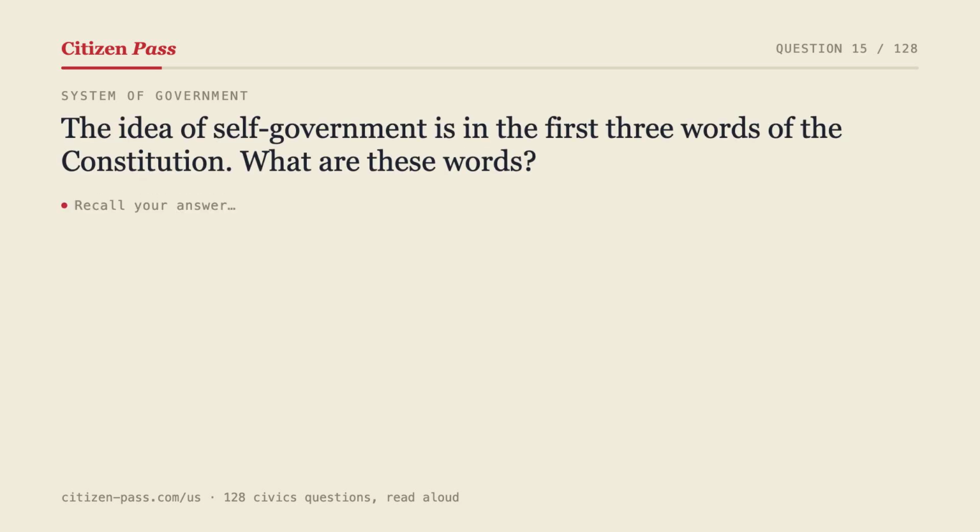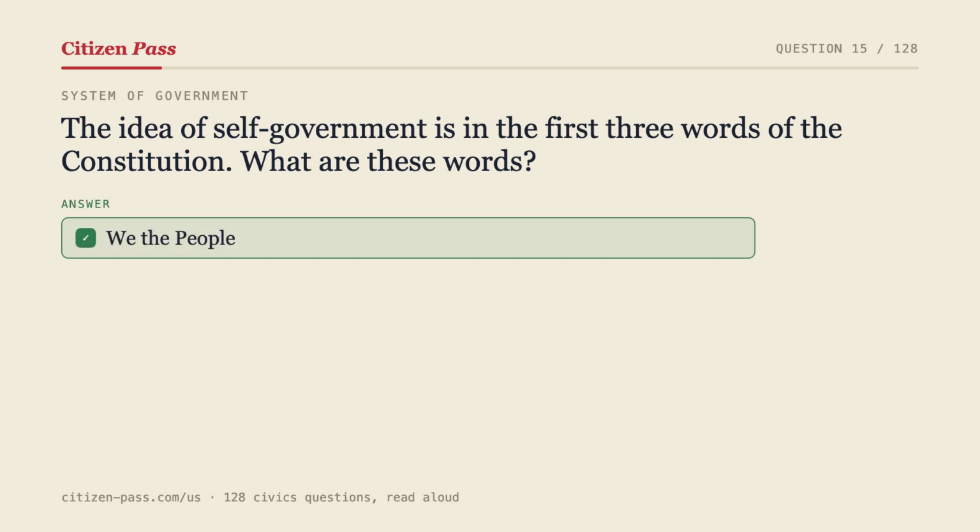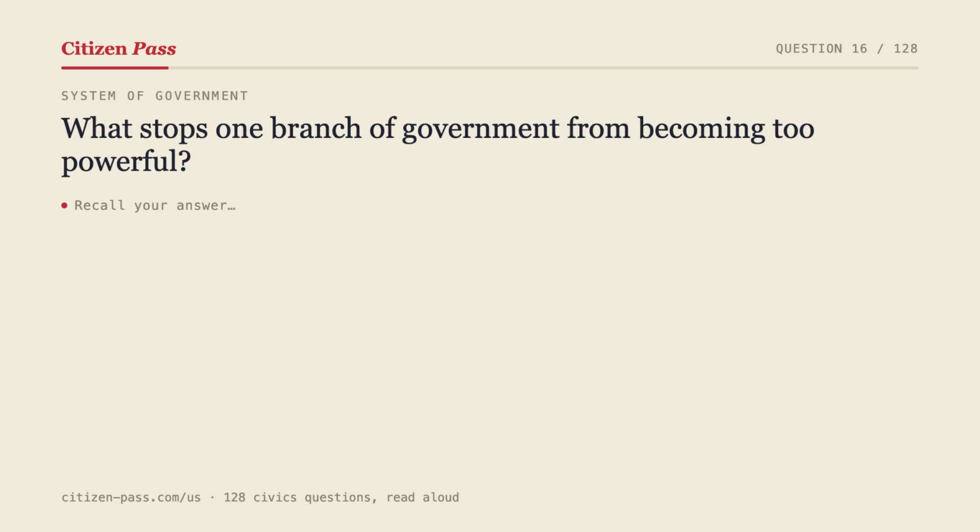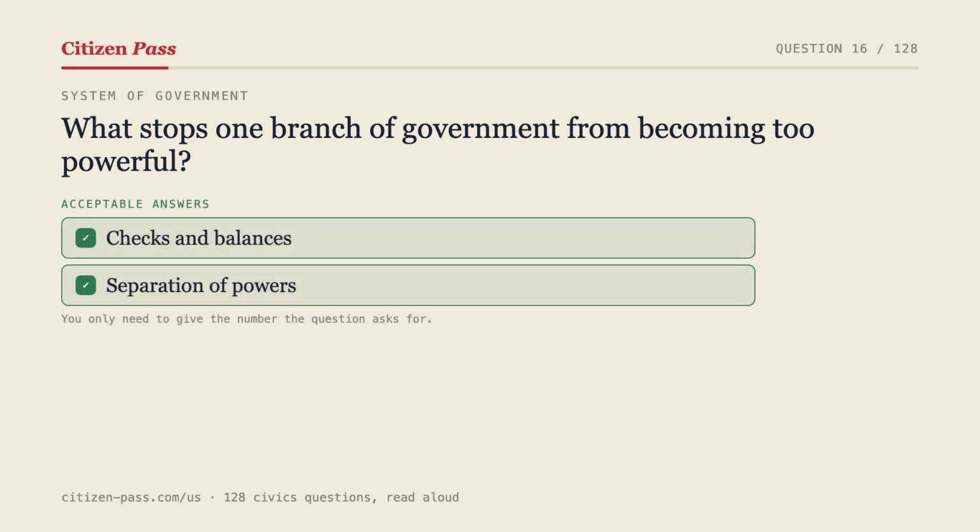The idea of self-government is in the first three words of the Constitution. What are these words? The answer is, we the people. What stops one branch of government from becoming too powerful? Acceptable answers include checks and balances or separation of powers.